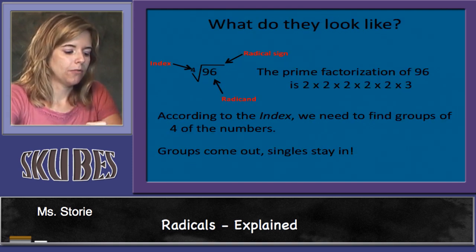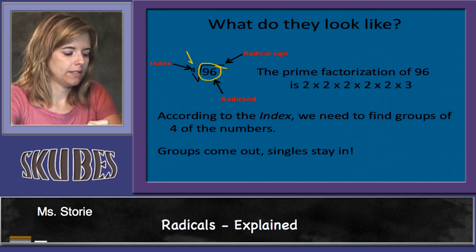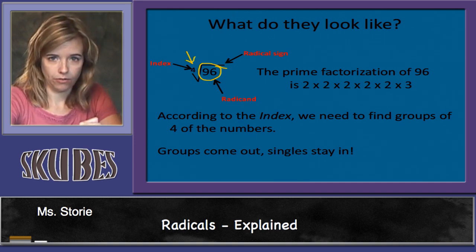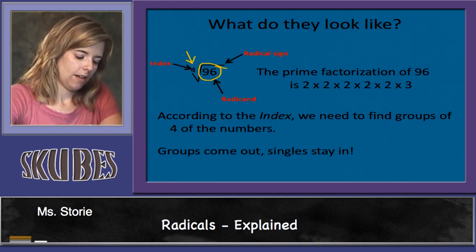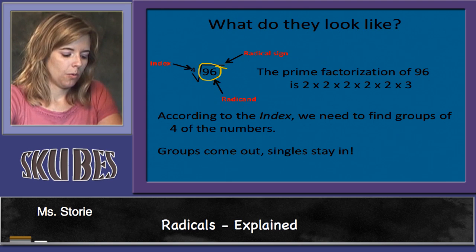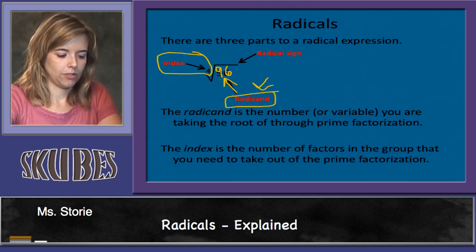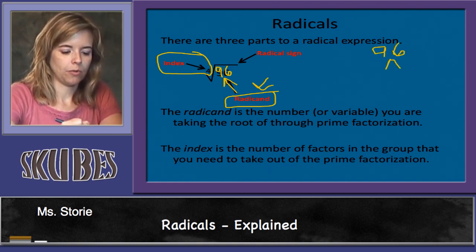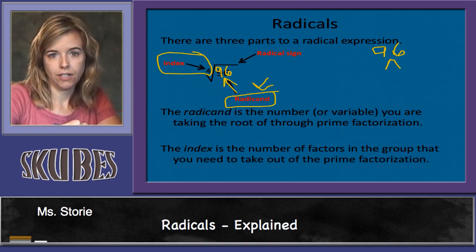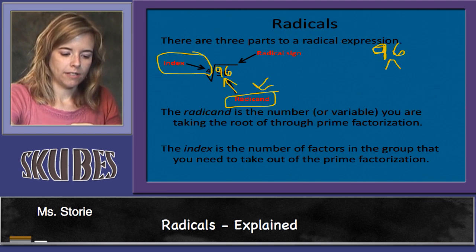Okay, now, if we're looking for 96 as our radicand and they want us to take the fourth root of it, we're talking about prime factorization, which means, if we go back one, we're going to actually take 96 and we're going to break it down. So we're going to take 96 and you're going to prime factor it. Some people call it a factor tree, where you break it down to prime numbers. So what times what is 96?